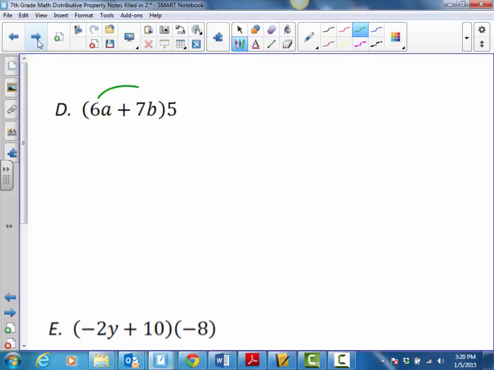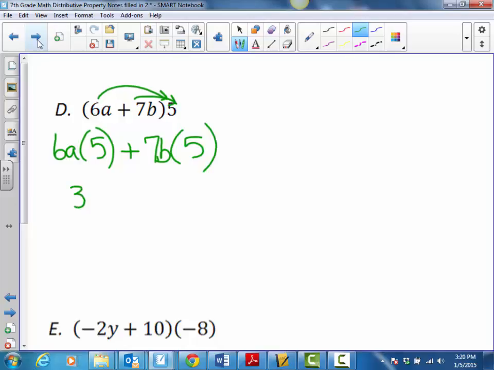Example D. 6a times 5 plus 7b times 5. So 6 times 5 is 30, so I have 30a, and 7 times 5 is 35, plus 35b.